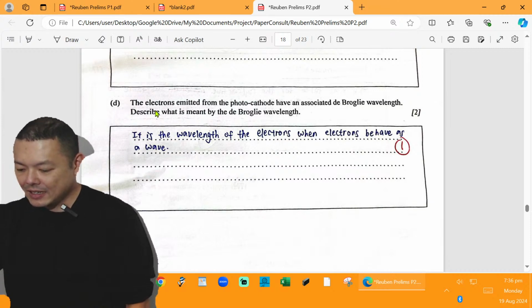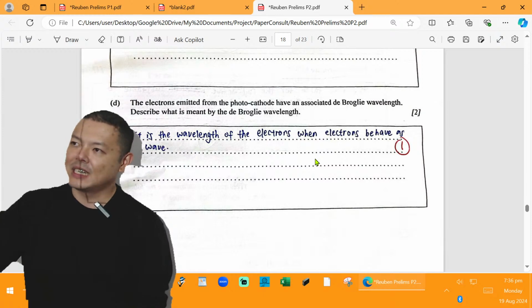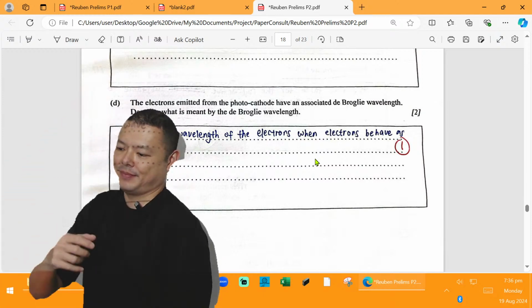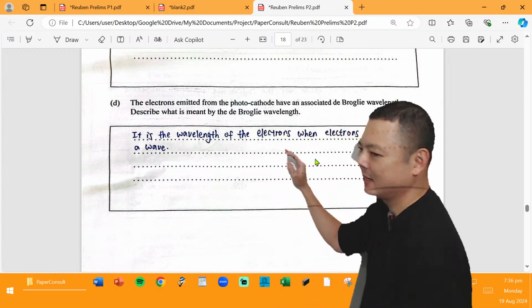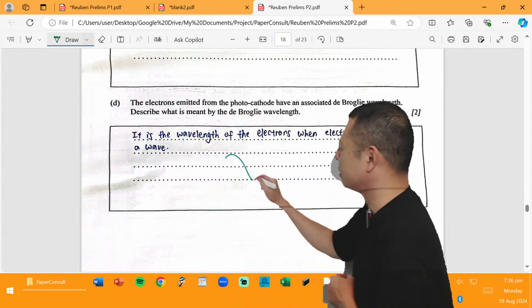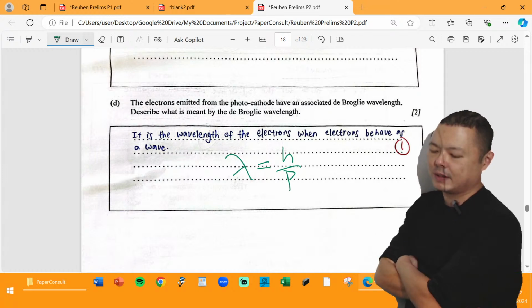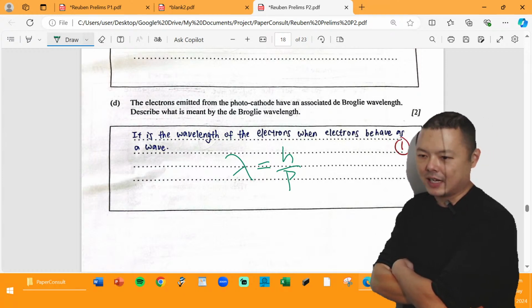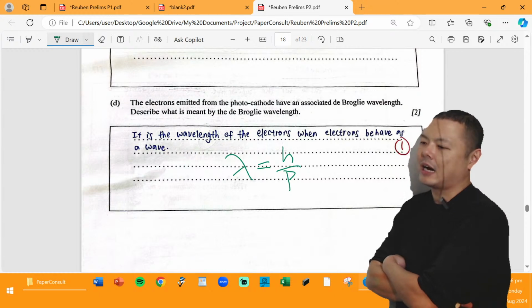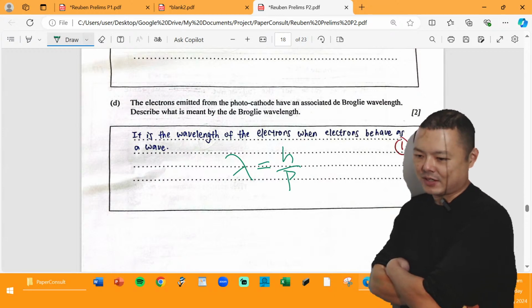Part D. Electrons emitted from the photocathode have an associated de Broglie wavelength. Explain what is meant by de Broglie wavelength. So it's a wavelength of particles which is dependent on the momentum of the particles. I believe you forgot to talk about momentum. Lambda equals h over p. So it's associated with the momentum of the particles. The higher the momentum of the particles, the shorter the wavelength. That's right, there you go.